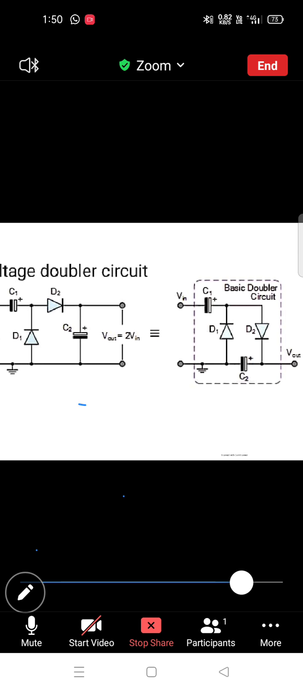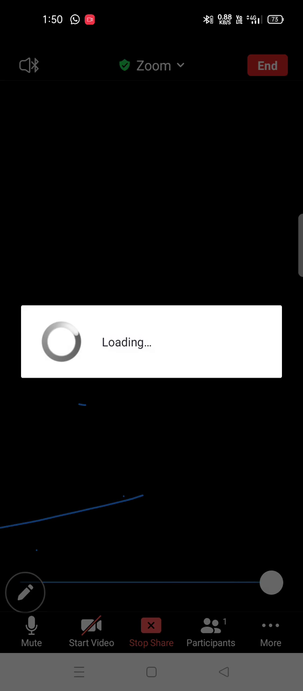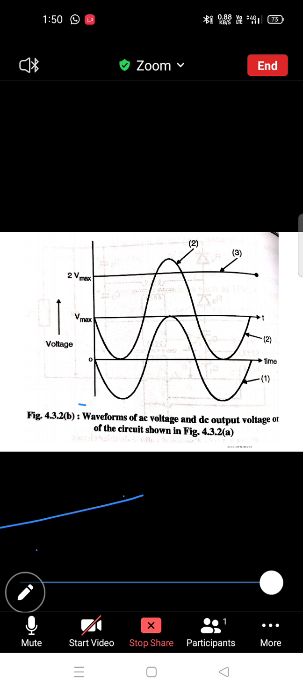So whenever in cascaded form we use two or three or four combinations, according to the combinations and calculation we have to choose the capacitors according to their ratings. We cannot use all capacitors with the same rating. So this is the main thing we have to keep in mind. Okay, now we saw the capacitor waveform of the voltage doubler circuit.